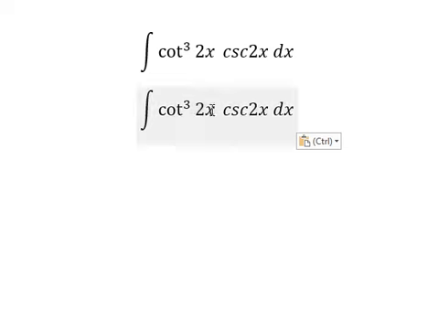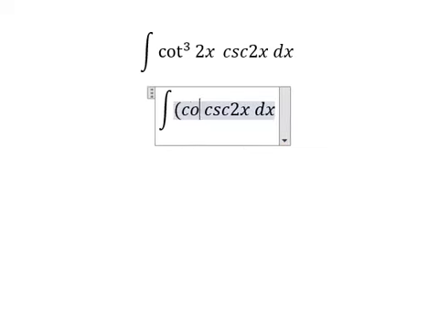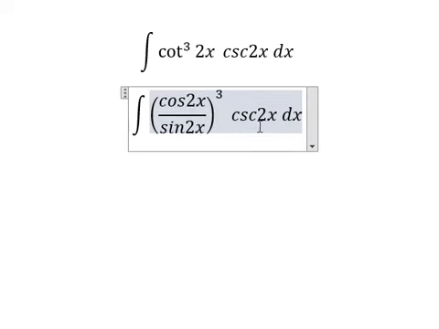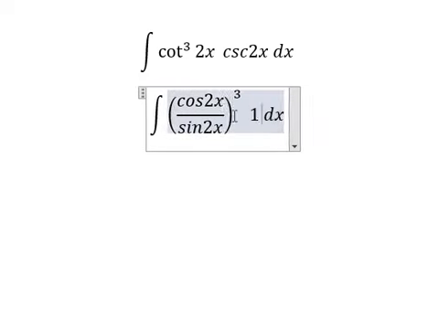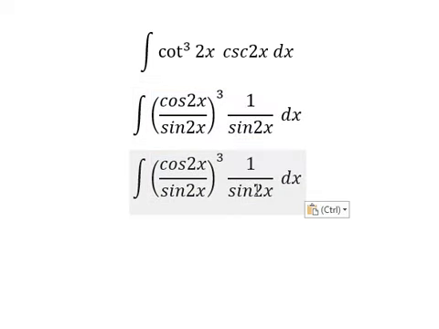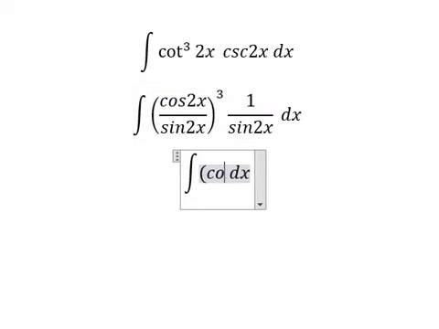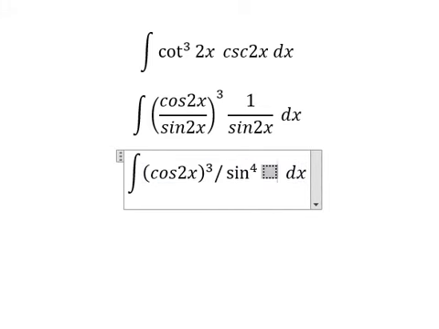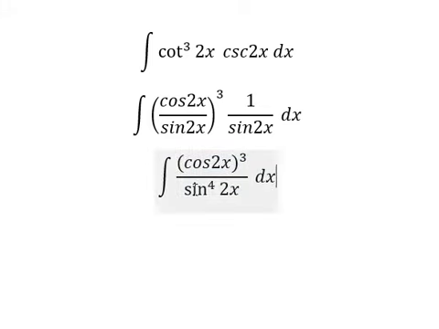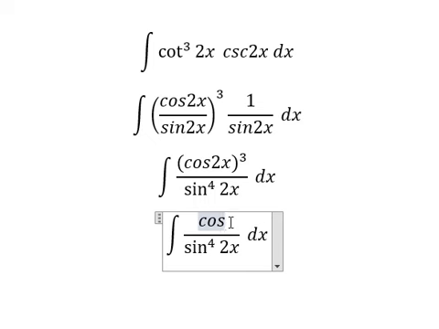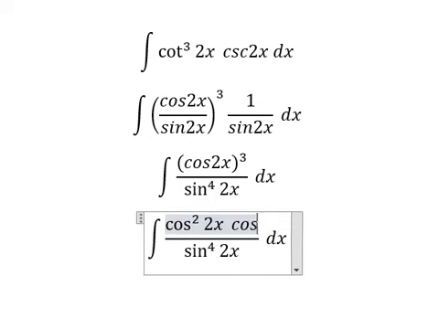About cosine 2x, we can change into cosine 2x over sine 2x to the power of 3. Cosecant of 2x, that's about 1 over sine 2x. This one we need to combine, and we have cosine 2x to the power of 3 over sine 2x to the power of 4. About cosine 2x to the power of 3, we can put into cosine 2x squared multiplied by cosine 2x.